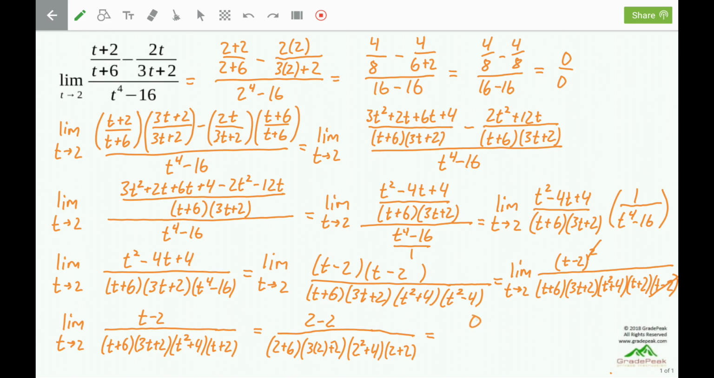In the numerator, we have a 0. In the denominator, 2 plus 6 is an 8. 3 times 2 is 6, plus another 2 is another 8. 2 squared is a 4, plus a 4, which is yet another 8. And then 2 plus 2 is a 4. But none of that matters, because in the numerator we have 0, and in the denominator we have some non-zero number. And 0 over any non-zero number is always equal to 0. So after all that work, this limit is actually equal to 0.